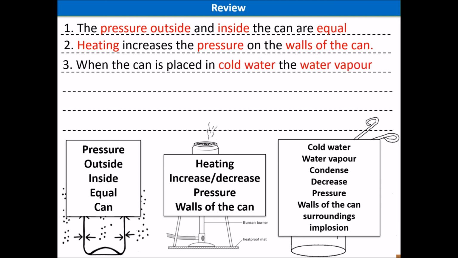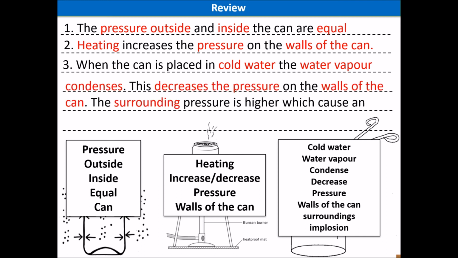For the third one, when the can is placed in cold water, the water vapor condenses. This decreases the pressure on the walls of the can. The surrounding pressure is higher, which causes an implosion of the walls of the can. Implosion means it has caused it to collapse on the inside.